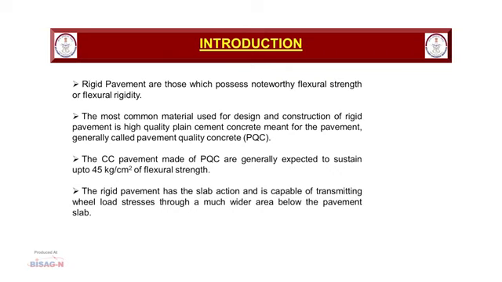The most common material used for the design and construction of rigid pavement is high quality plain cement concrete meant for the pavement, generally called pavement quality concrete, that is PQC. The CC pavement made of PQC is generally expected to sustain up to 45 kg per centimeter square of flexural strength. The rigid pavement has slab action and is capable of transmitting wheel load stresses through a much wider area below the pavement slab.